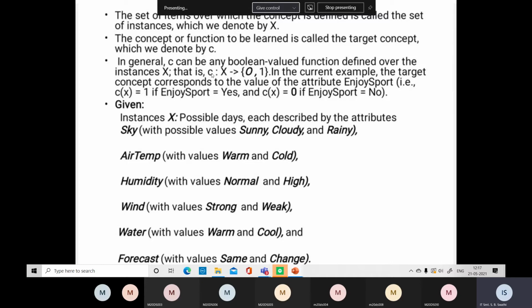We normally represent the output as C of x. So we have C of x equal to 1 for positive prediction and C of x equal to 0 for negative prediction.